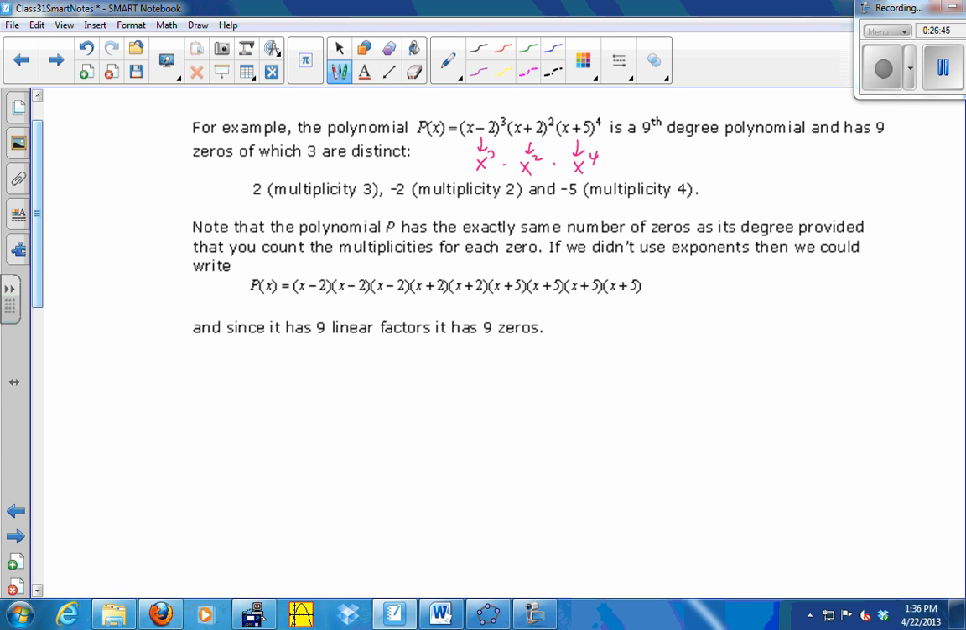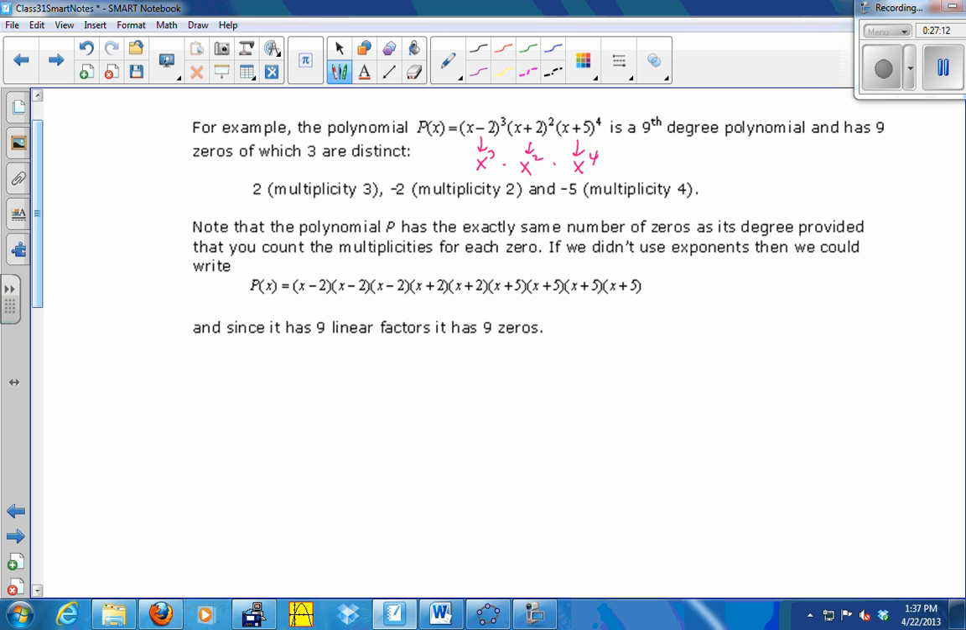So if you were to multiply that all out, which would take a long time, it would be tedious. But you can imagine if I were to do all that multiplication, all my leading terms would multiply together, and I would get an x to the 9th as the highest exponent.